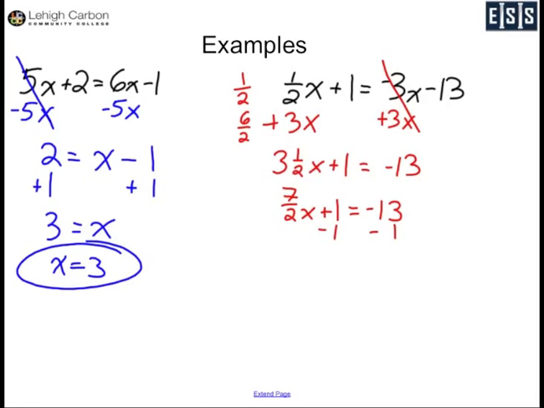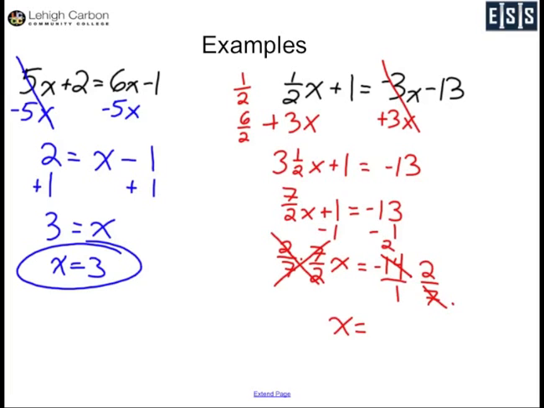Now I can subtract 1 from both sides. 7 over 2x equals negative 14. And then to undo multiplying by 7/2, I multiply both sides by 2/7. And I can put my negative 14 over 1. And I get x equals negative 14 times 2 divided by 7. Well, 14 and 7 I can reduce to 2 and 1. So now this is negative 2 times 2 is negative 4 over 1 times 1 is 1, or just negative 4.